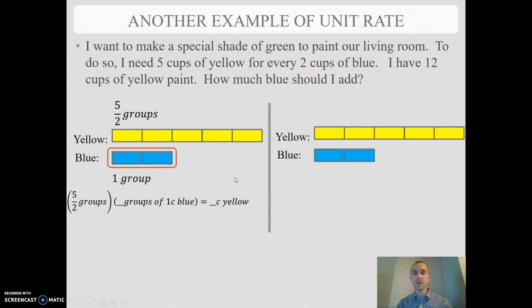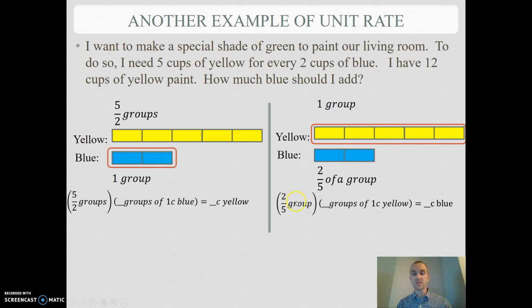Conversely, say I want to look at it the other way and say that my yellow is my 1 group. That would mean that since it takes 5 parts to make that 1 group, my blue represents only 2/5 of a group because I only got 2 parts of the 5 it takes to make that 1 group. So here it would be the 2/5 times however many groups of that yellow I have. And that tells me how much blue I need.